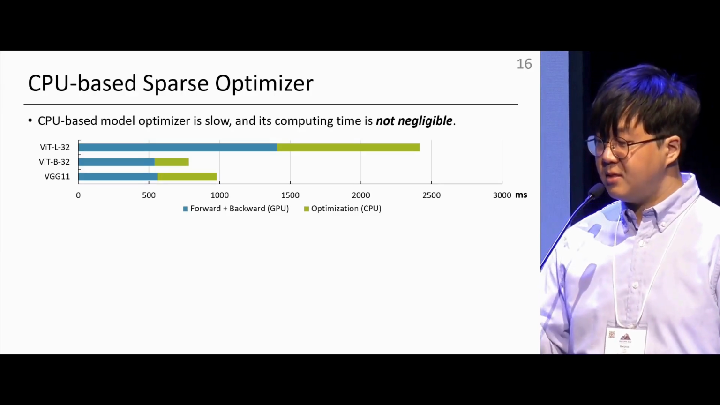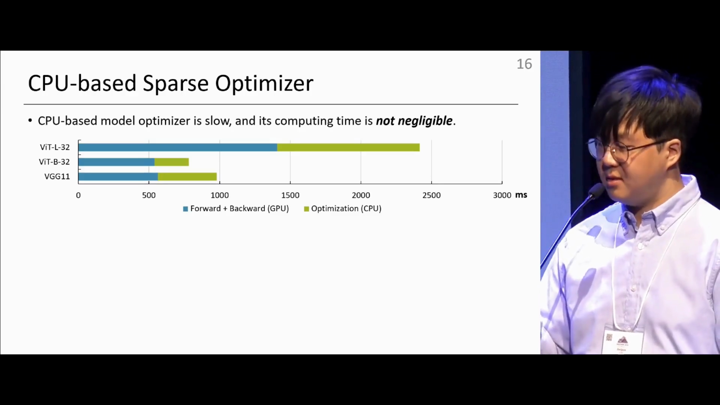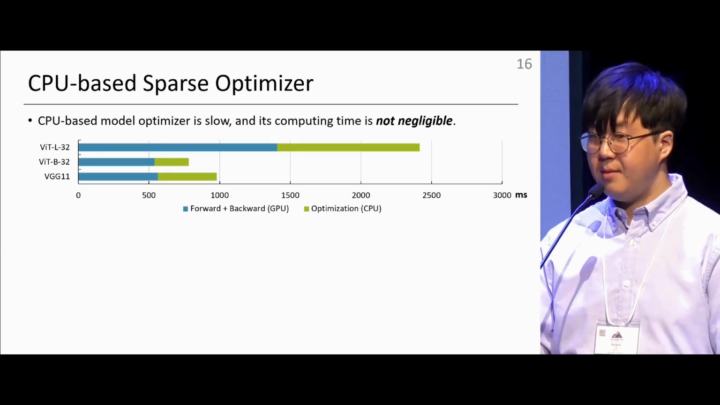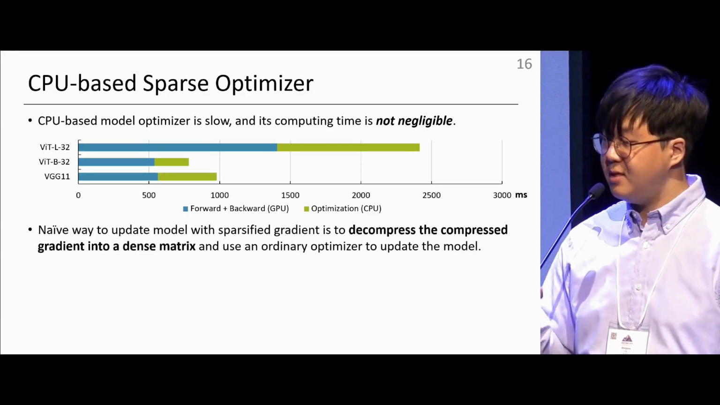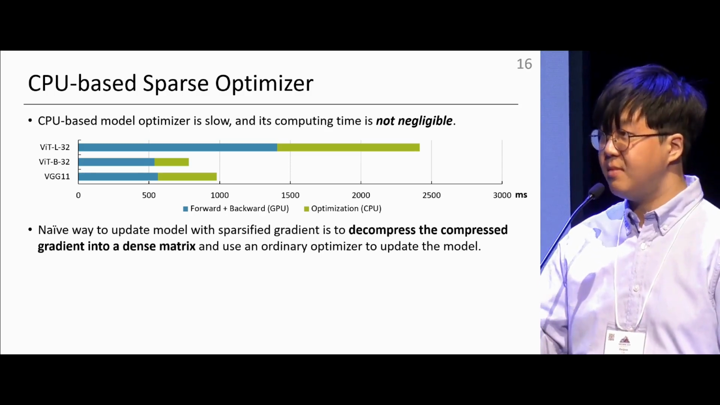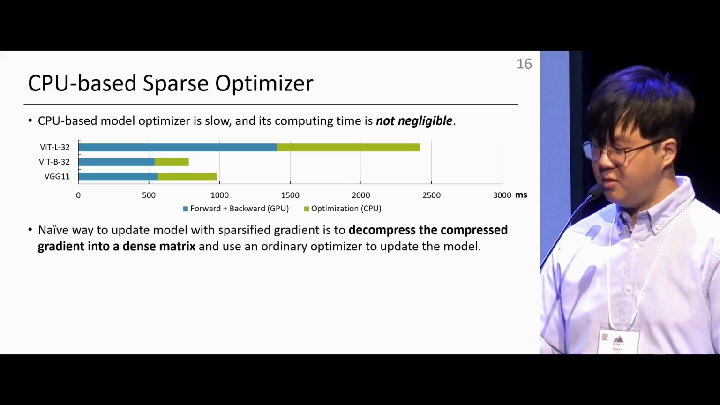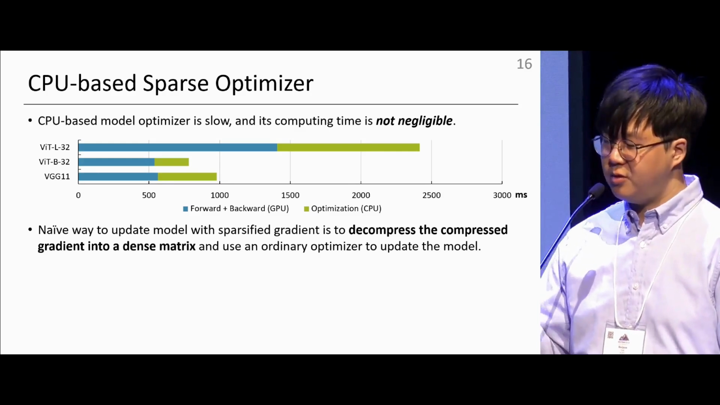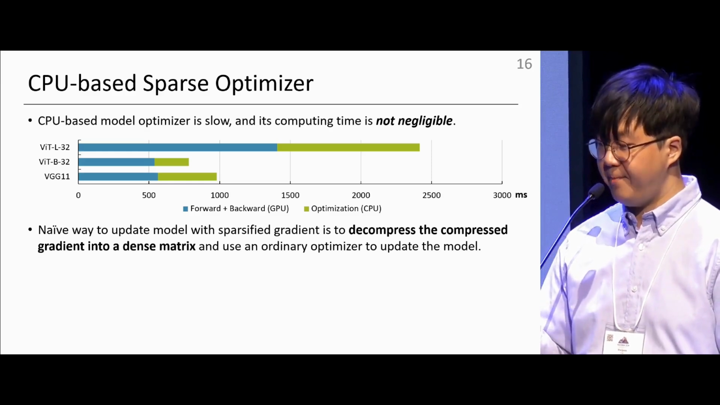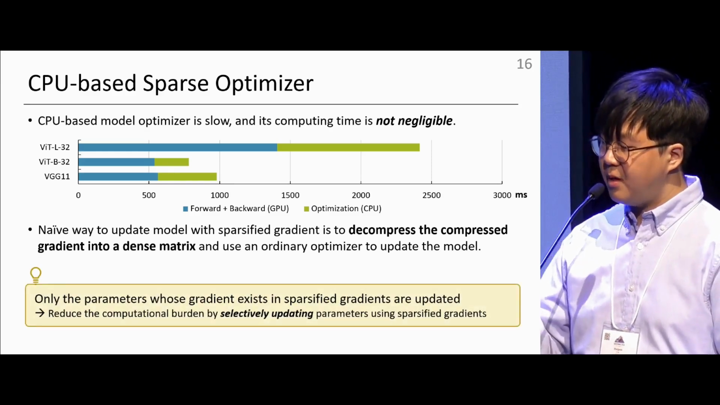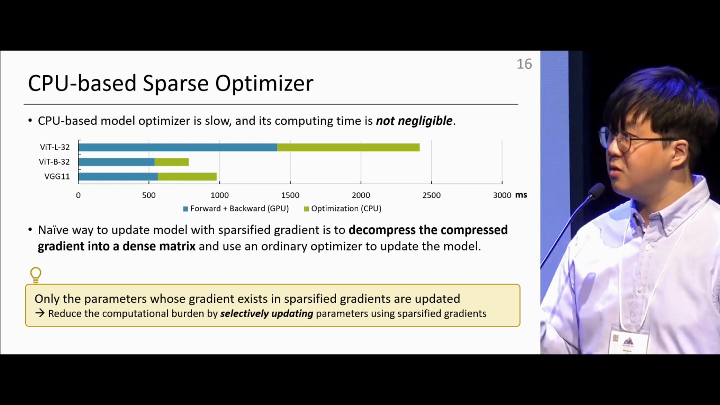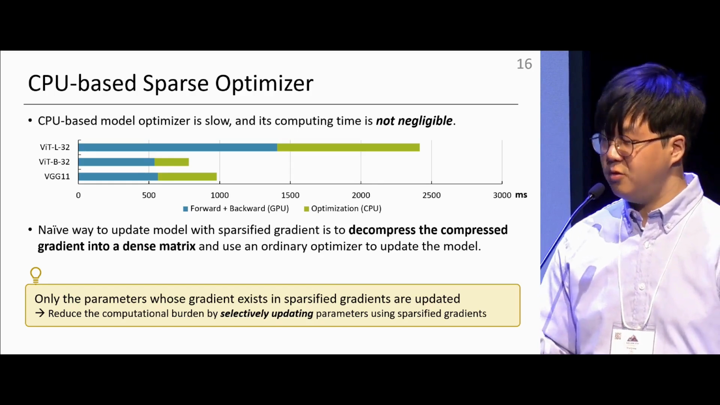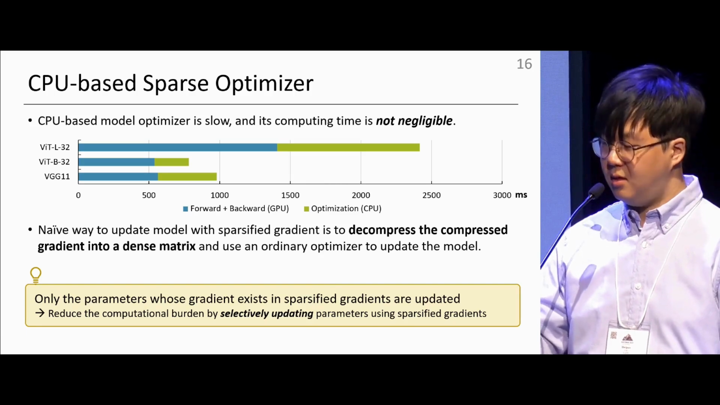So the problem of the existing approach is that the CPU-based optimizer is slow. Its computing time is significant when compared to the time it takes for a forward and backward pass. The existing naive approach to update the model with sparsified gradient decompresses the compressed gradient into a dense matrix and uses an ordinary optimizer to update the model. However, this introduces too much computation, increasing the computation time. Since only the parameters whose gradients exist in the sparsified gradients are updated, we can reduce the computational burden by selectively updating the parameters using sparsified gradients. We call this the sparse optimizer.